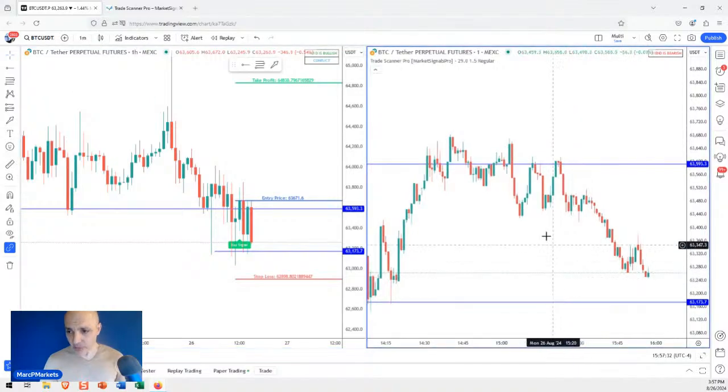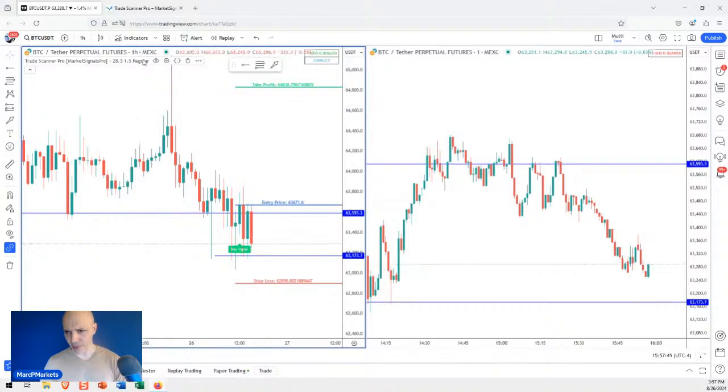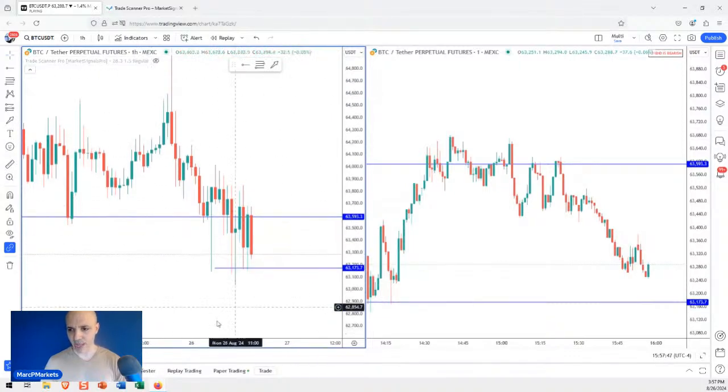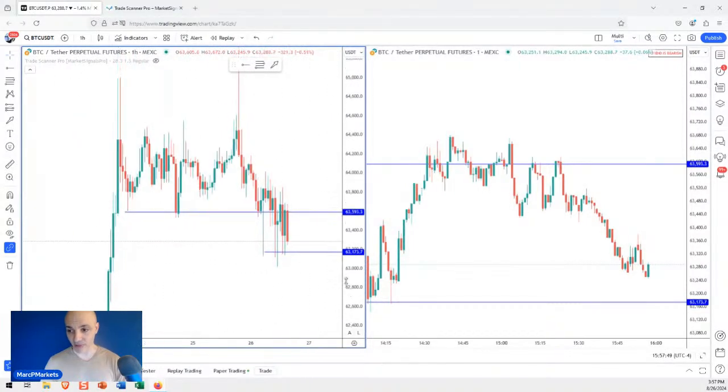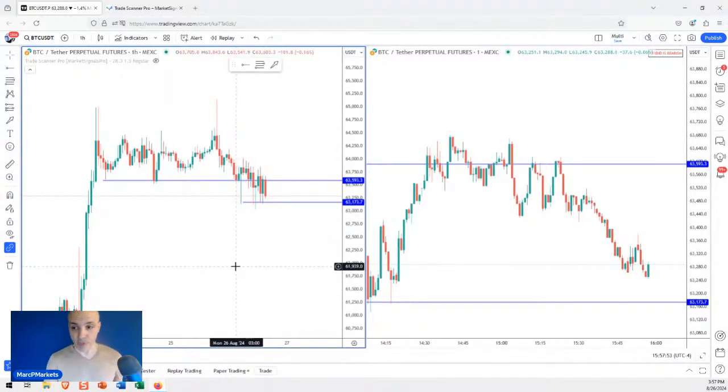So in this situation, I should be open to the long side unless this just blows through all those supports. But there is some kind of action here, as you can see. Now, I'm going to turn the Trade Scanner Pro off on the hourly because I don't want to be confused, right? I'm only interested in the level and the trend. Does that make sense? That's pretty much bullish.